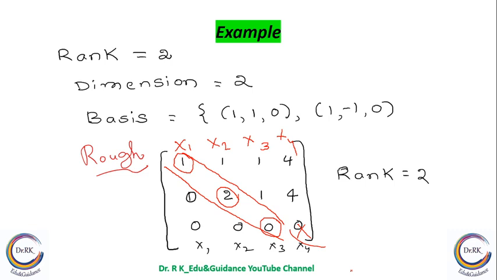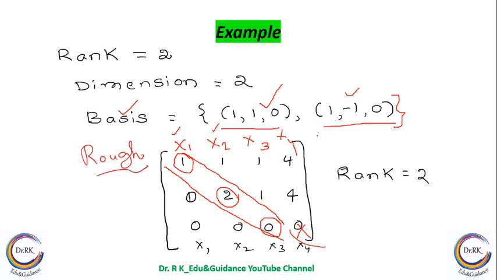So that means what? x1, x2 are linearly independent vectors out of the 4 vectors given. Therefore our basis contains only these 2. So the basis contains our x1, that is (1, 1, 0), and x2, (1, -1, 0). Right? So this is the basis.